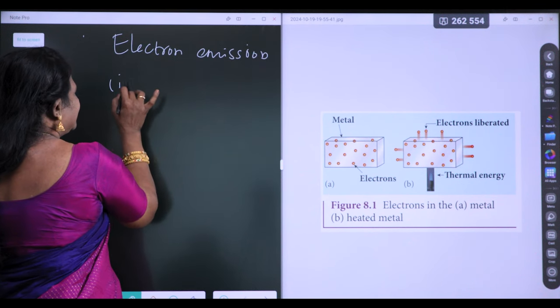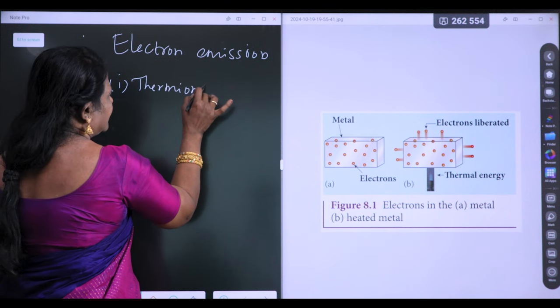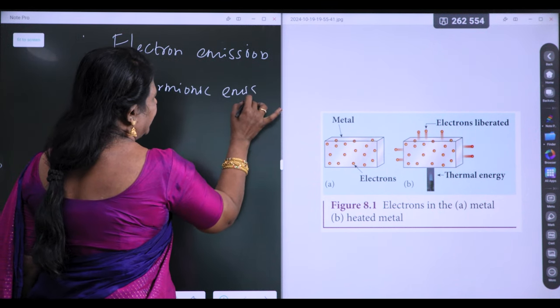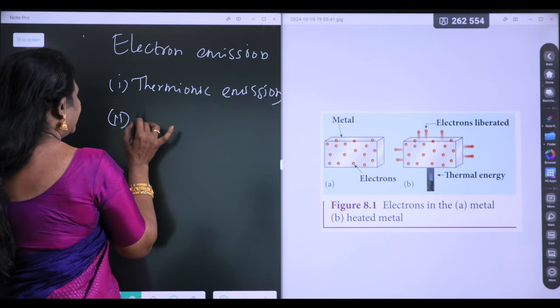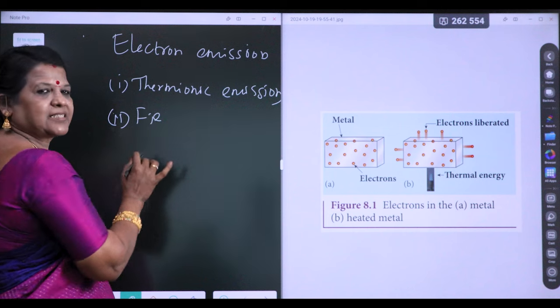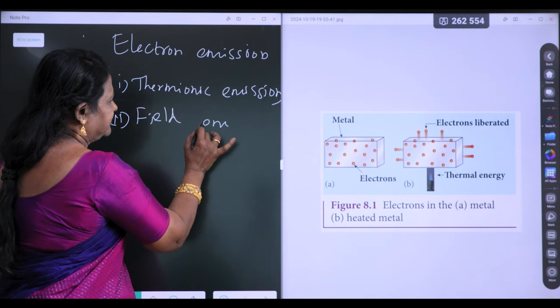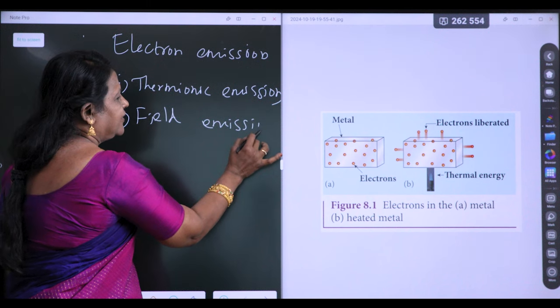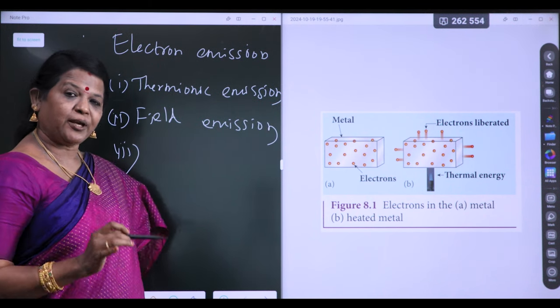The first one is thermionic emission. The second one is field emission. The third category is photoelectric emission.